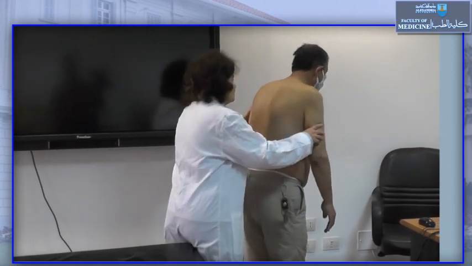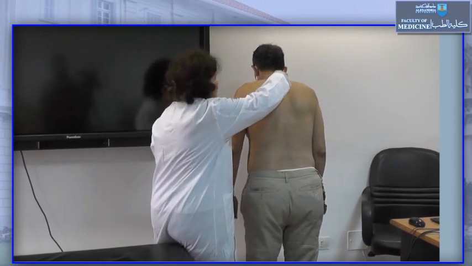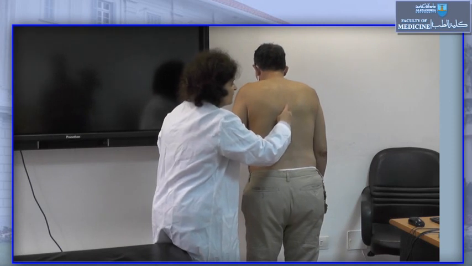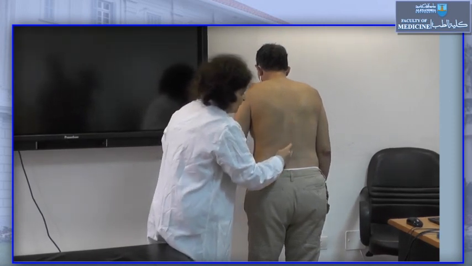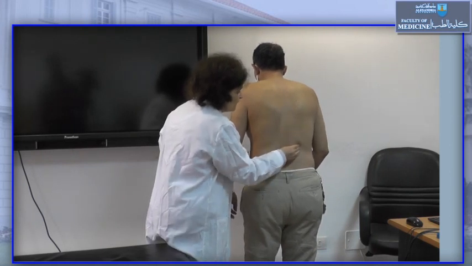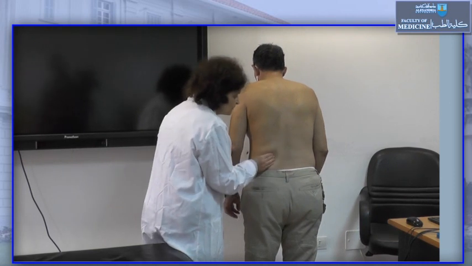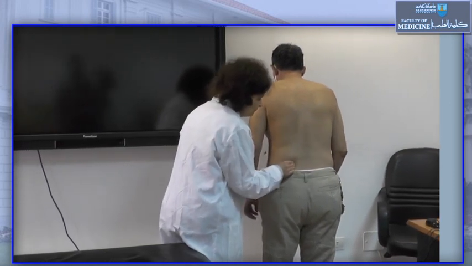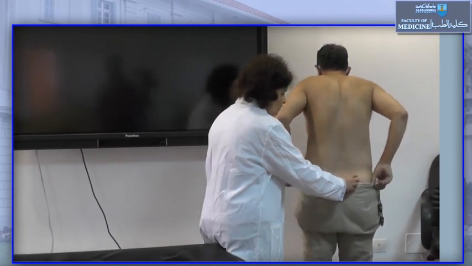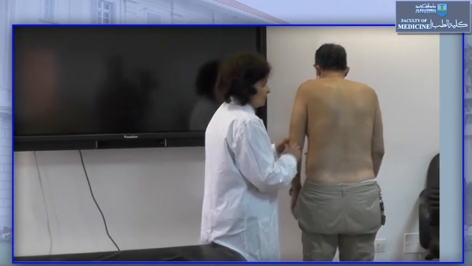By palpation, we bring our finger and we look at all the spinal processes. We feel for any irregularities. Okay, complete obliteration of the lumbar lordosis. We look if there is any active muscle spasm in the paravertebral muscles. And we look as well at the sacral dimples, which are very evident here as well. Okay, right.